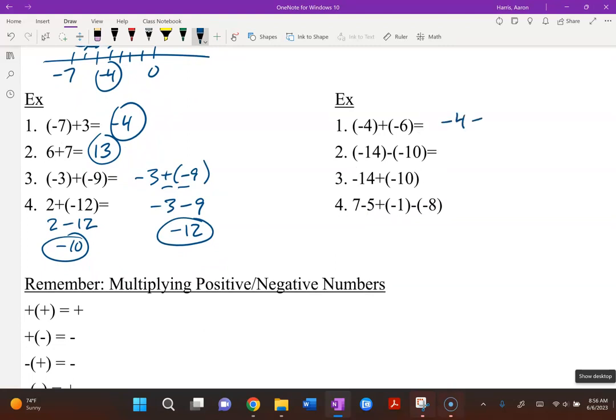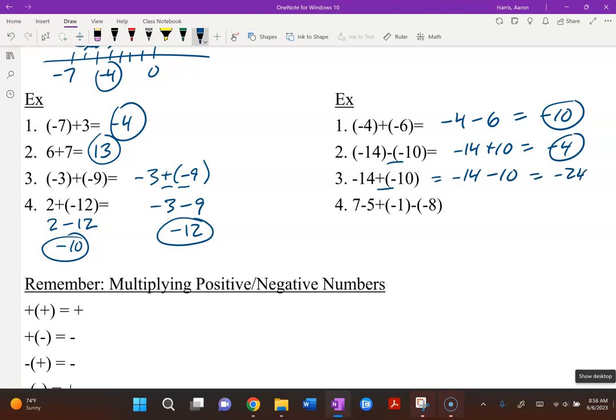Positive times a negative is a negative, so that ends up being -10. Negative times a negative is a positive, so it ends up being -4. Positive times a negative is a negative. Ends up being -24. And then we have 7 minus 5. And positive times a negative is -1. Negative times a negative is +1. 7 minus 5 is 2. 2 minus 1 is 1. 1 plus 8 is 9.